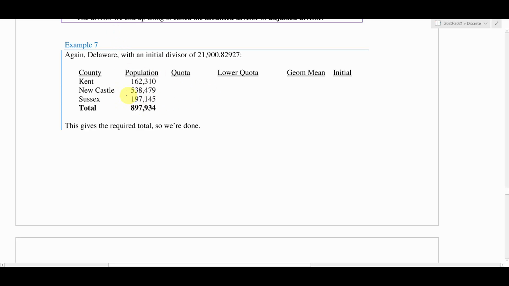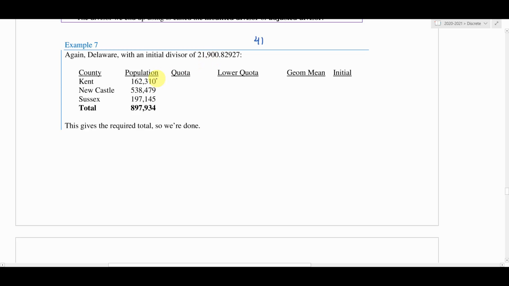Okay, so we're going to go back to the Delaware example, and if you recall, we calculated the divisor of 21,900. This is the same Delaware example that we've been doing throughout this packet of notes, and we got the same divisor, again achieved by adding up the populations, taking the total, and dividing by the 41. I'll write that down again. We needed 41 representatives, right? So if I took 897,943 divided by 41, that would give me this divisor.